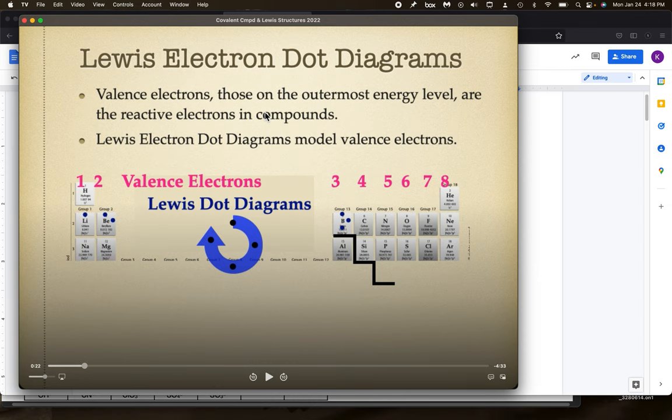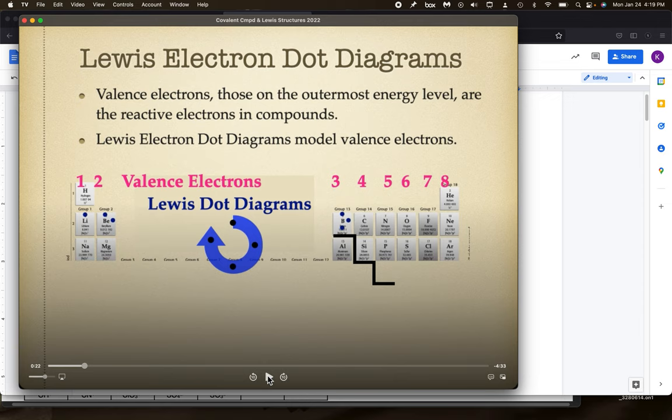The valence electrons are the electrons on the outside, and it goes 1, 2, 3, 4, 5, 6, 7, 8, all the way across. And it's always the same. And then Lewis dot diagrams or electron dot diagrams or Lewis electron dot diagrams are ways of modeling what those valence electrons are doing. So you put them around in a circle, top, and then right, and then we do bottom, and then we do left, and then we do it all over again.